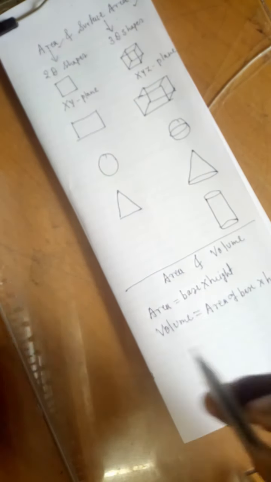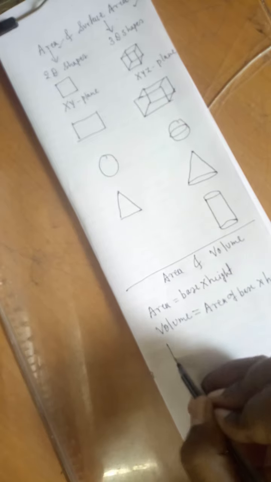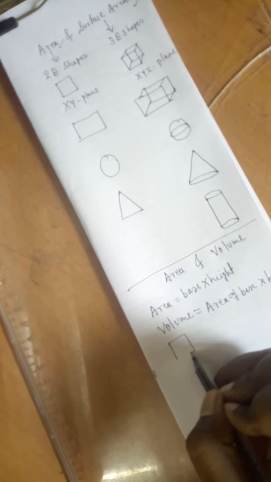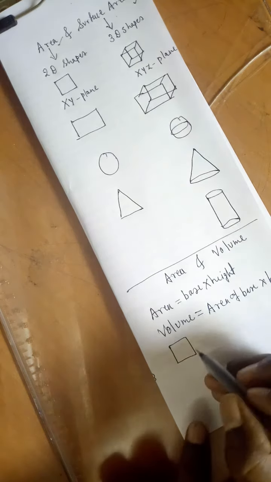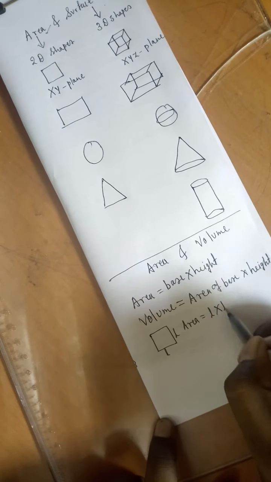Coming back to the square. In this square I'm talking about one face. So its area of one face is base into height. Let's take base is L, height is also L. So this is L into L. The answer is L square.